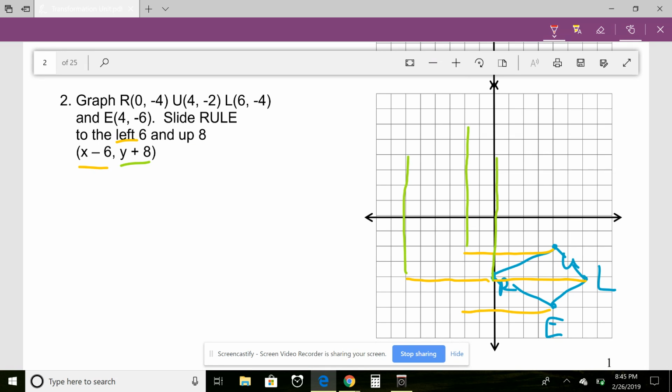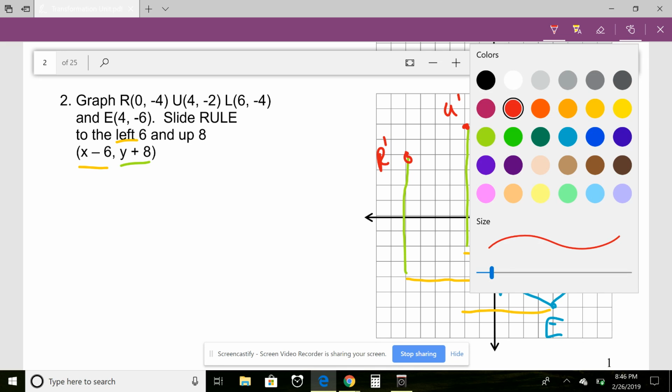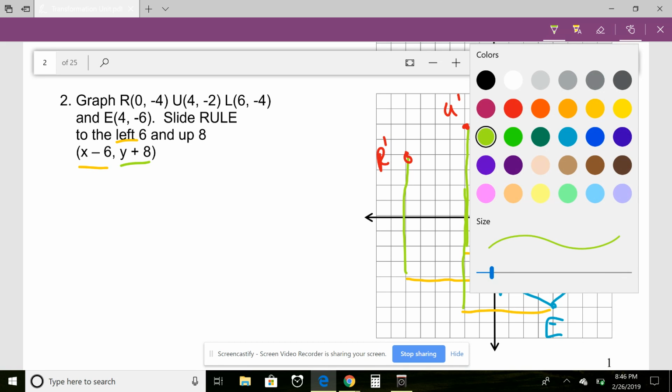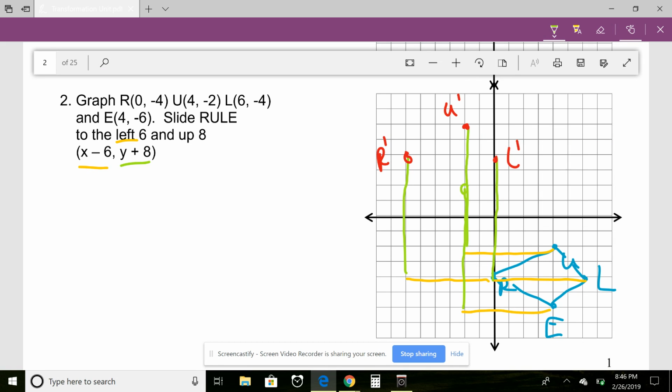So I'm going to make my new R here, R prime, U prime, L prime, and E I have to go up also, 8 spots, 5, 6, 7, 8. And there's one red, E prime. There's my figure translated. All right, left 6 and up 8.